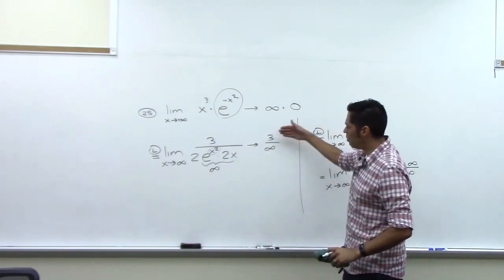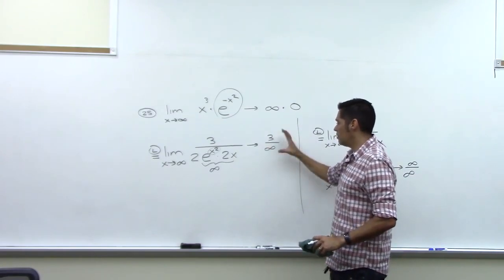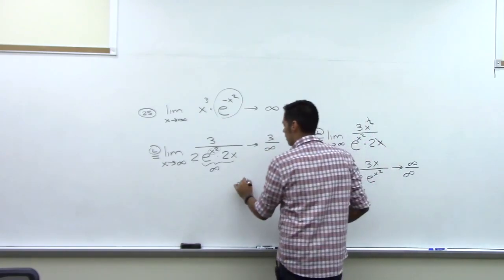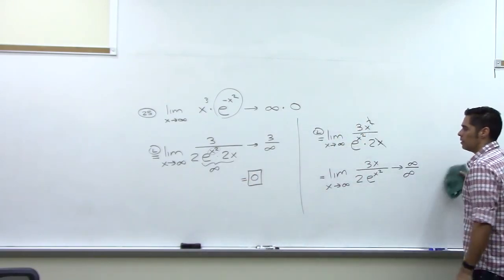So you have a fixed number over infinity. That means the top's staying the same, the bottom's getting huge, the fraction gets small, this goes to 0. There you go.